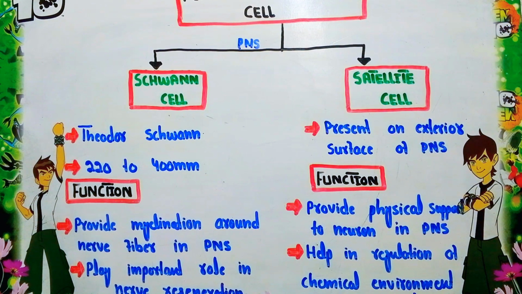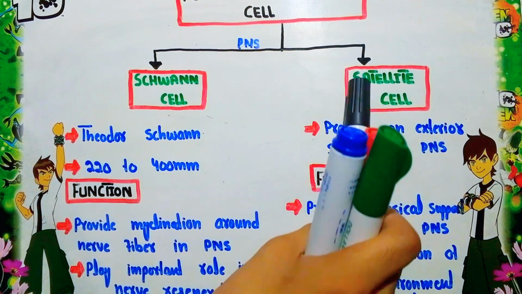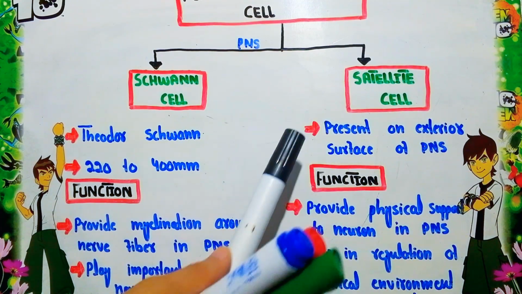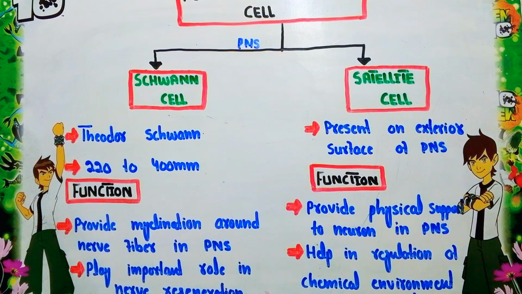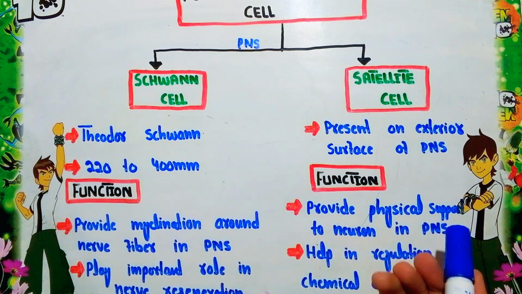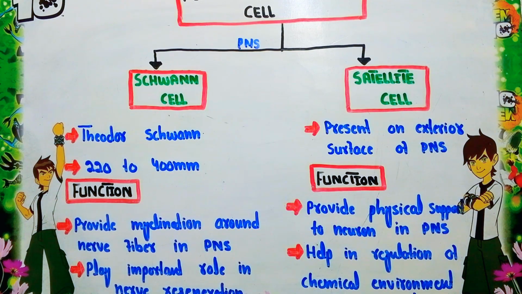Now the second type of neuroglial cell is the satellite cells. First of all, where are satellite cells present? They are present on the exterior surface of the peripheral nervous system. So this is the location where these satellite cells are present. Now what is the function of these satellite cells? The first is to provide physical support to the neurons in the peripheral nervous system. These cells surround the cell bodies of the neurons. In this way they protect the neurons of the peripheral nervous system from any type of damage, or you can say they support the neurons in the peripheral nervous system.